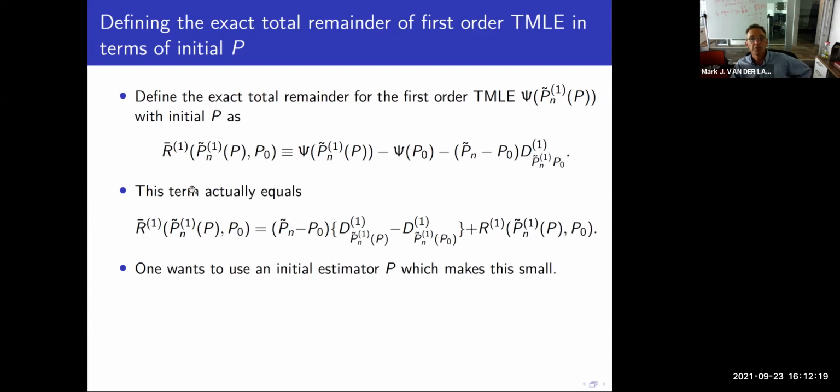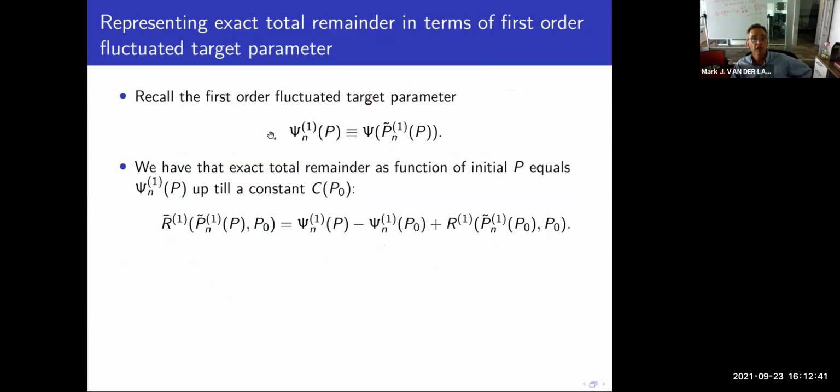So what is this term? You can actually show it equals precisely the terms you have to worry about. It's the exact remainder in the TMLE, and then also this empirical process difference. So we'd like to choose the initial P so that this is minimized. So let's just play Mr. Oracle. Let's just act as if we can do that. Okay, so this is the thing we want to optimize in P. So let's do it, right?